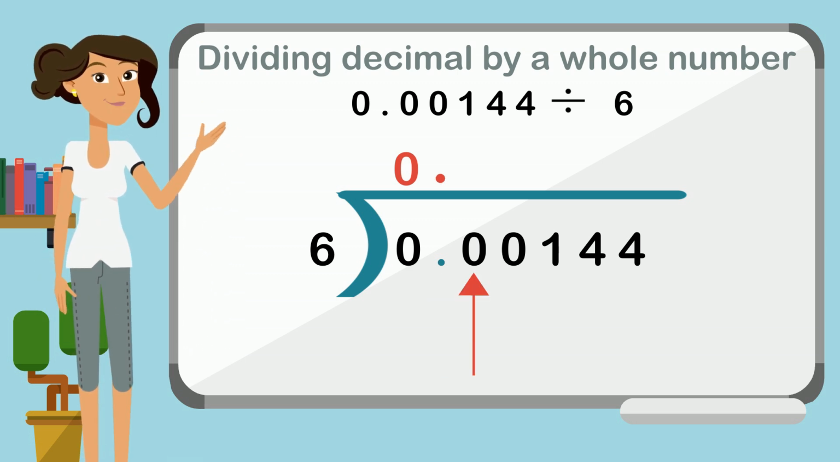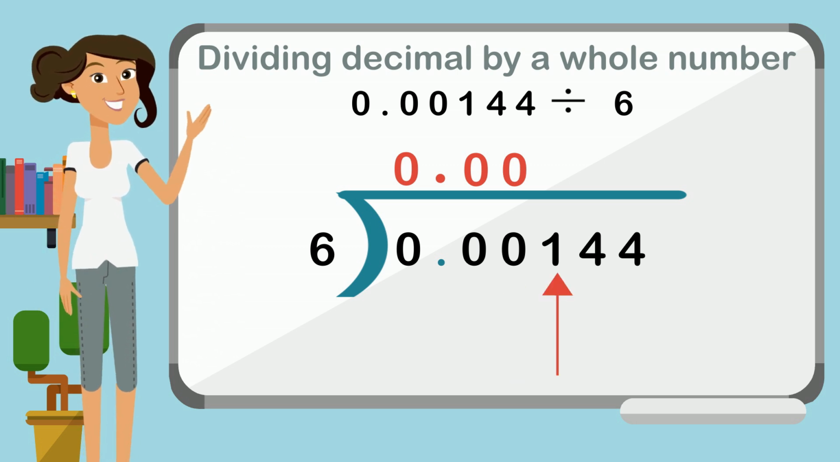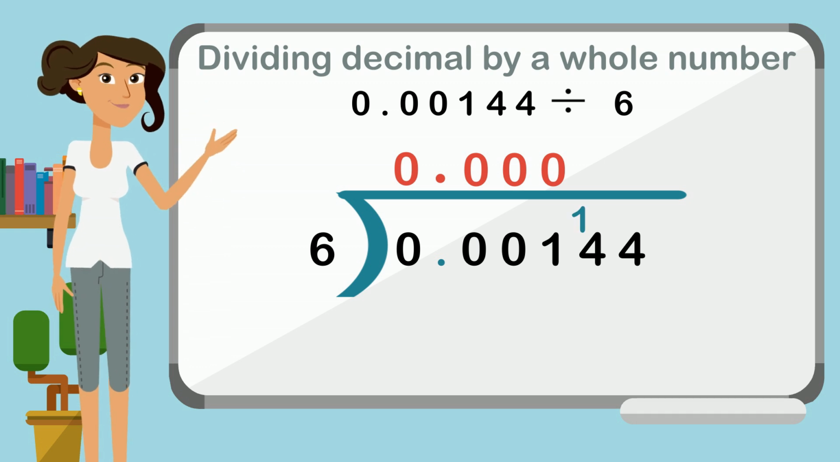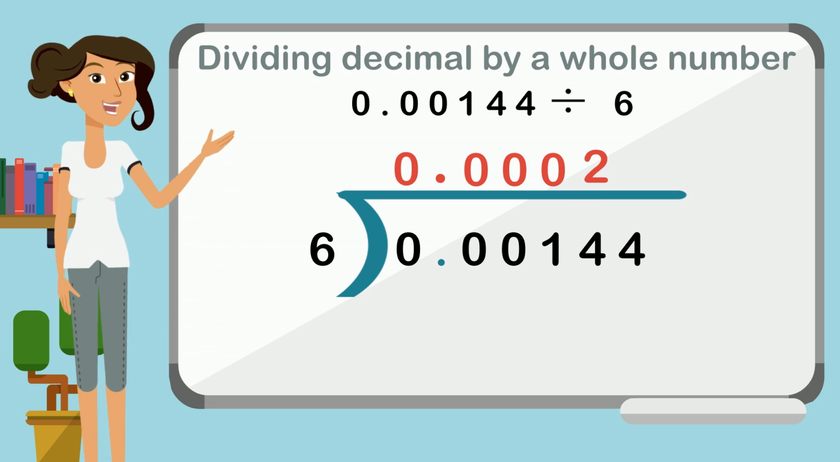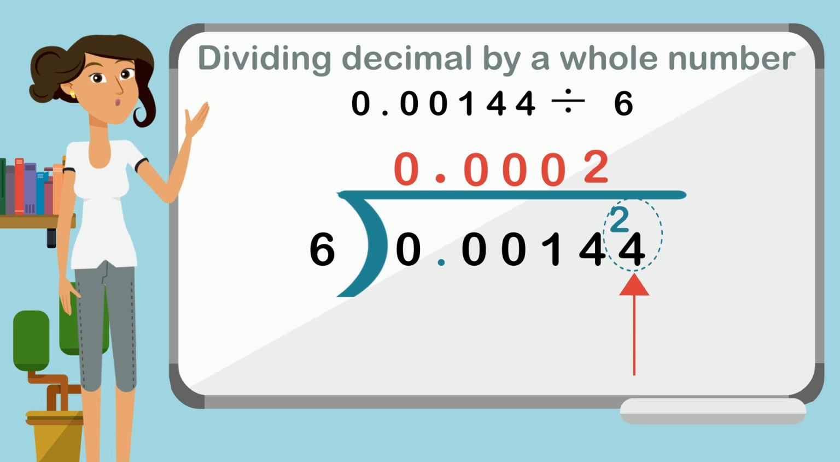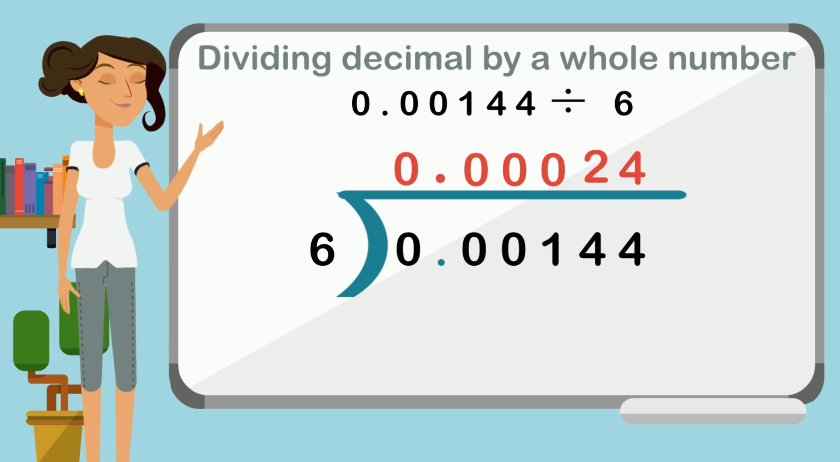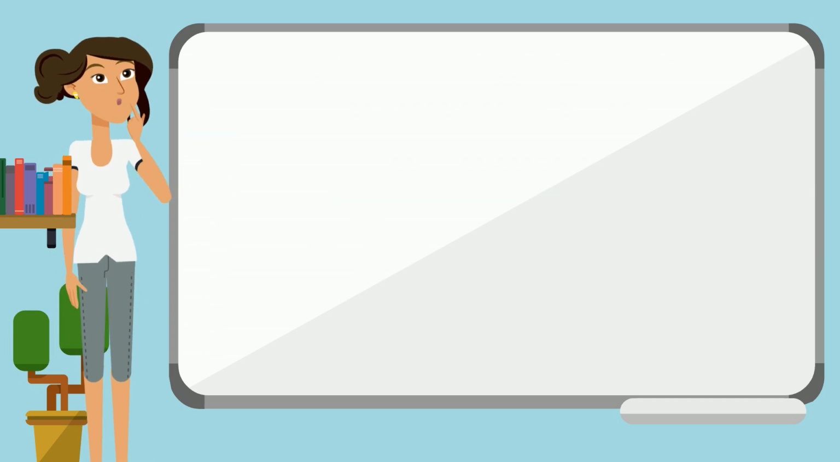Again, 6 can't fit in 0, so we put 0, then another 0. We can't fit 6 in 1 either, so we put 0 to show that. This 1 is now a remainder. Now, how many 6s can fit in 14? That's 2, with a remainder of 2. Finally, how many 6s can fit in 24? That's 4. So the final answer is 0.00024.